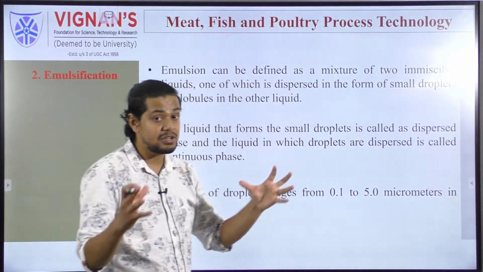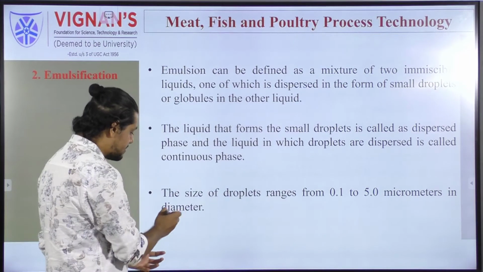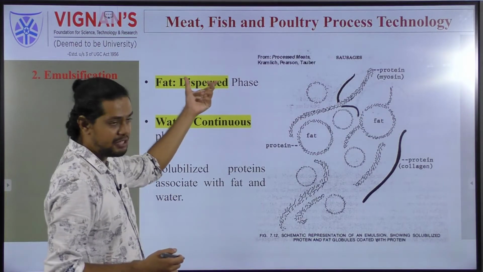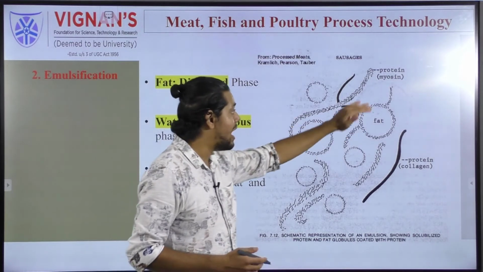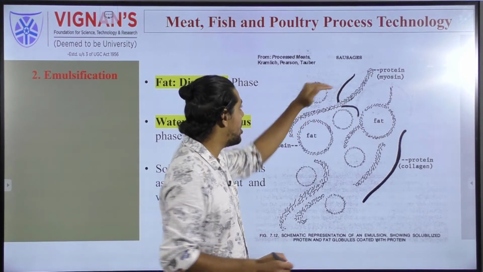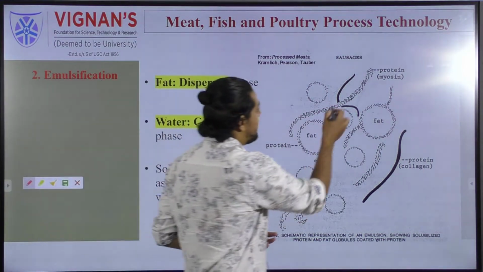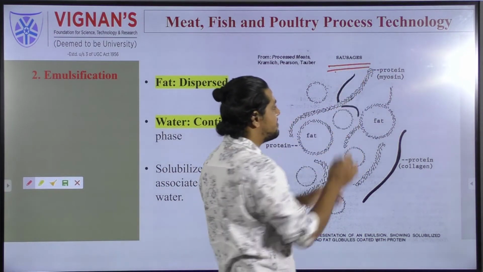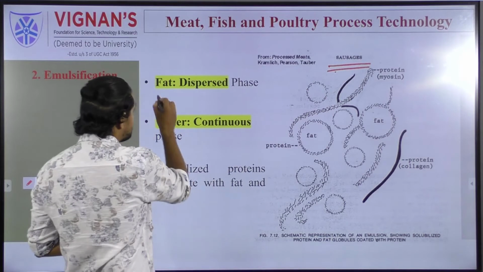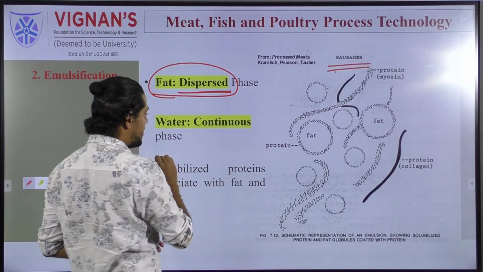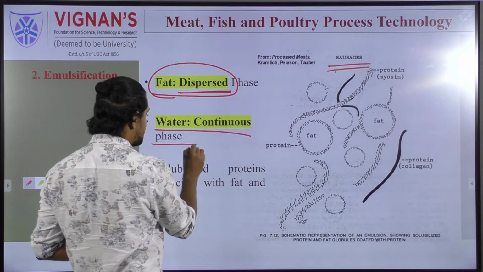So that would be the size of the water droplet that is existing. Okay, so in case of this particular picture, I have shown you how exactly in a product such as the sausage, the meat fat exists. So this is exclusive for the sausage. Here the fat is existing in the dispersed phase, and water is existing in the continuous phase.